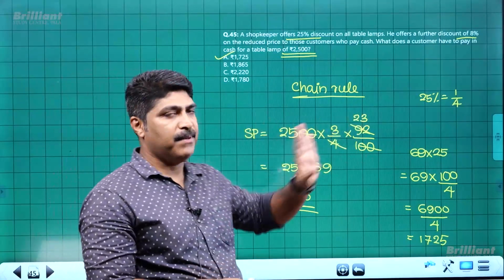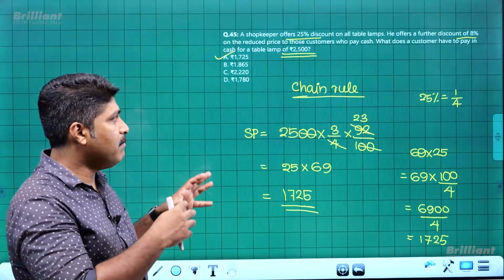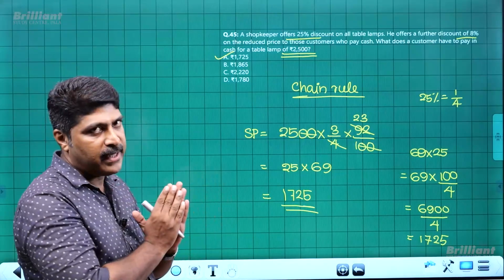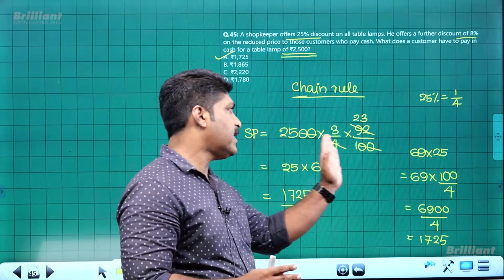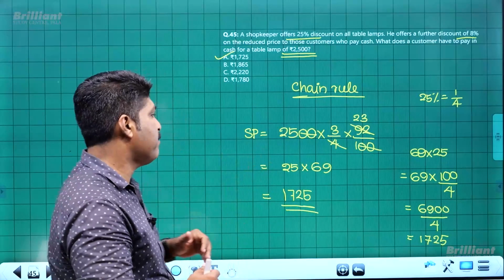But this step is important. Instead of considering the step-by-step subtraction or deduction, you can take it in a single step. Like that also we can proceed.